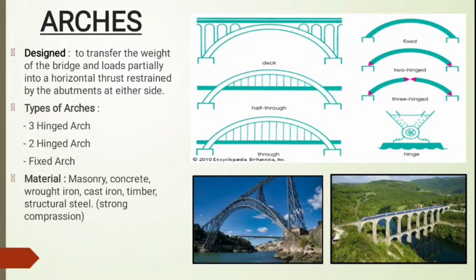There are three types of arch, which are 3-hinge arch, 2-hinge arch, and fixed arch. The top of the picture on the right side shows the description of the fixed arch, 2-hinge arch, and 3-hinge arch. The materials used to construct the arch are masonry, concrete, wrought iron, cast iron, timber, and structural steel.